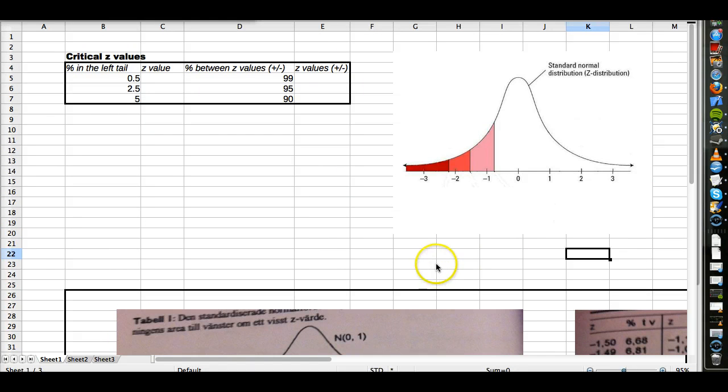Well, say that I have a critical z value somewhere along this axis over here, and I want to know how many percent of the distribution is located to the left of this critical point. So say I'm looking for -1 here. Then I might want to know how many percent, or what the probability is, of getting a value that is lower than my critical z value, and vice versa for the plus side, of course.